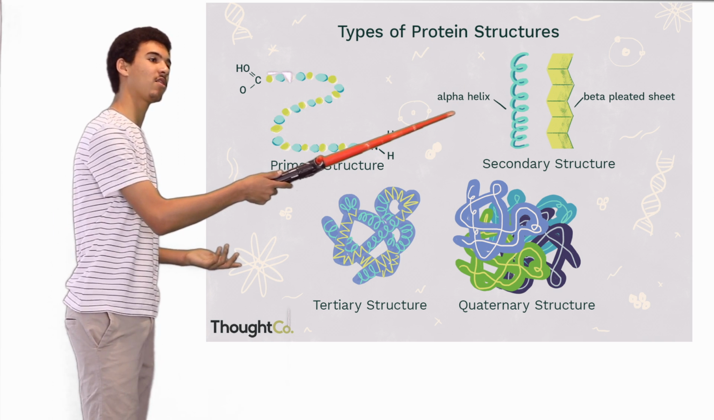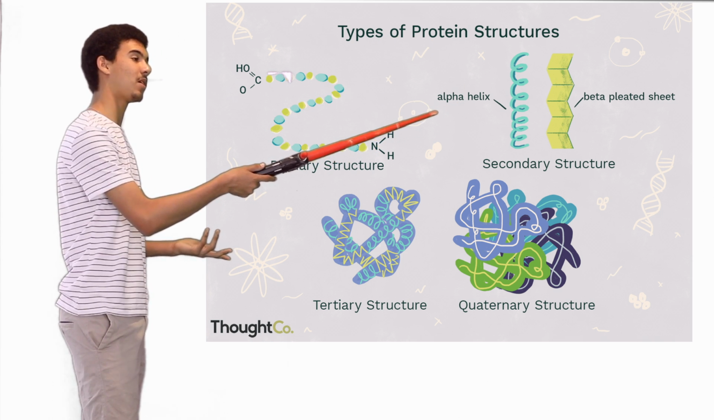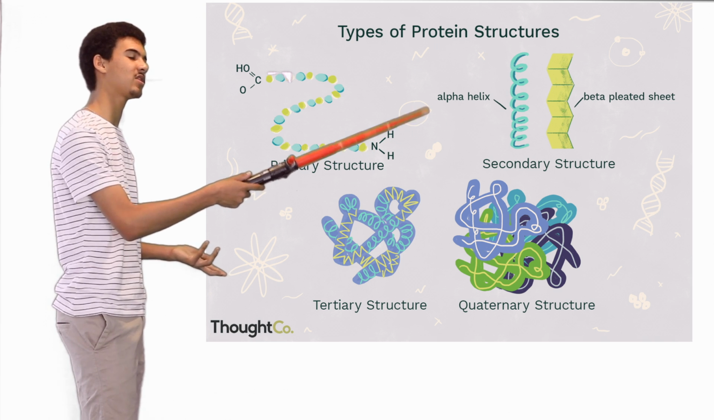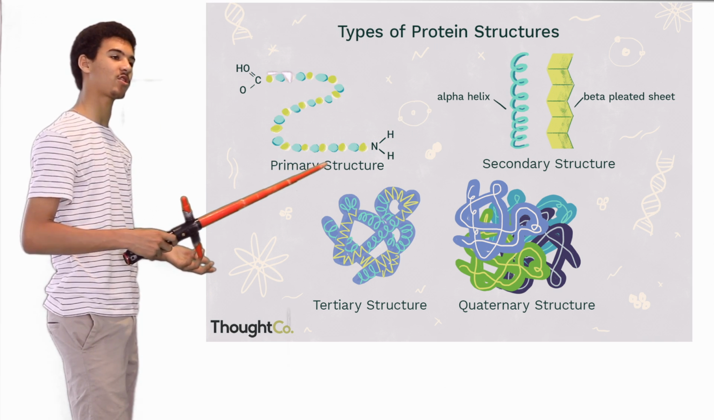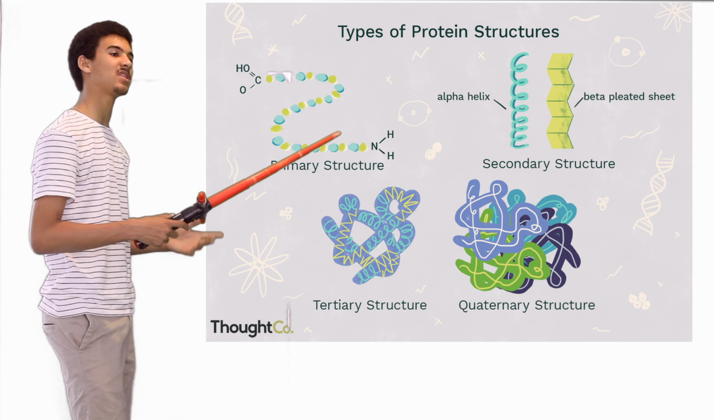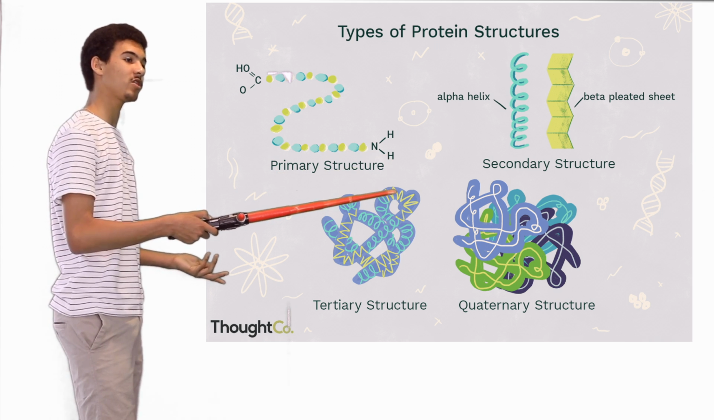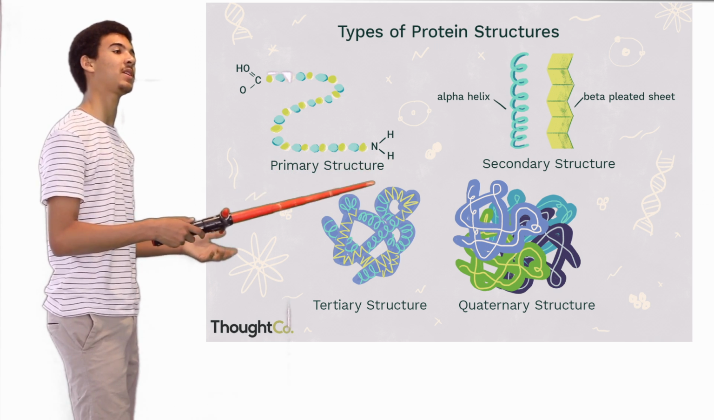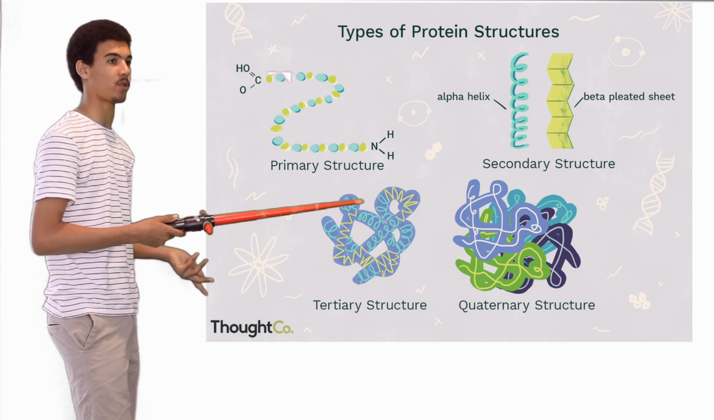There's the secondary structure, which is when this amino acid chain begins to fold on itself. There's the tertiary structure, which is when it begins to gain a 3D shape. And the quaternary structure is when these 3D shapes begin to combine to one another to form proteins.